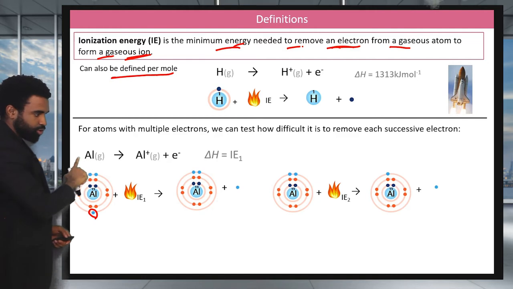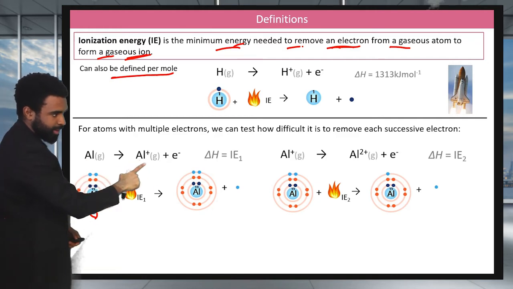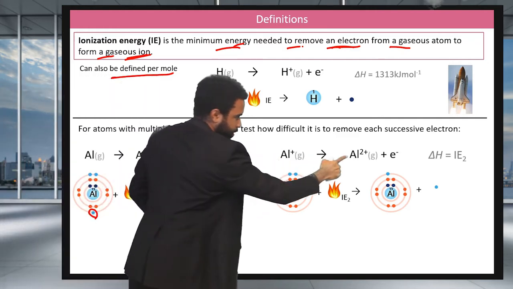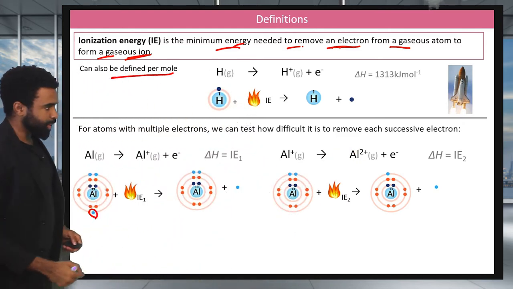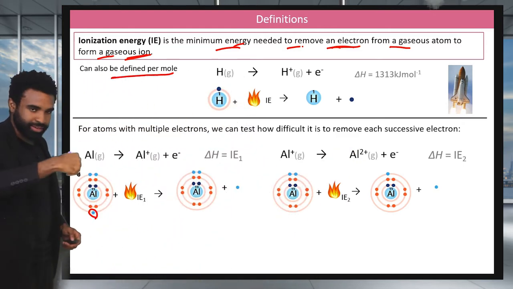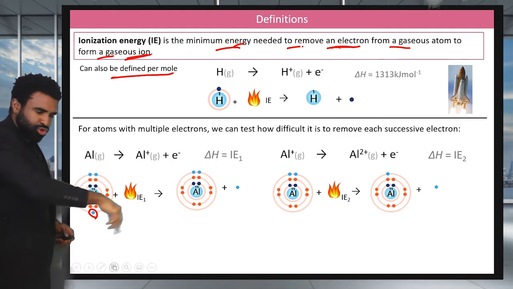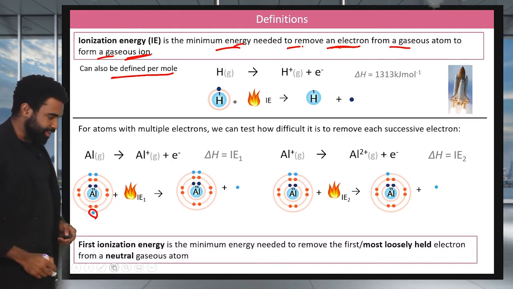So here we have a neutral aluminum going to aluminum positive, and there we have aluminum positive going to aluminum 2 positive. So we can test how easy it is to remove each successive electron. Based on this now, you should be able to deduce what we mean by first ionization energy.